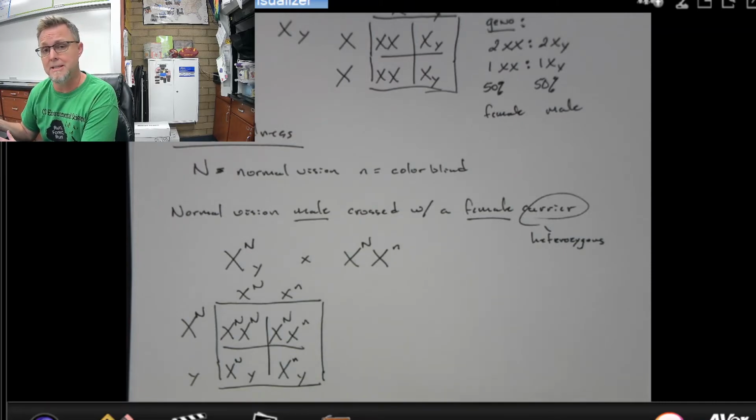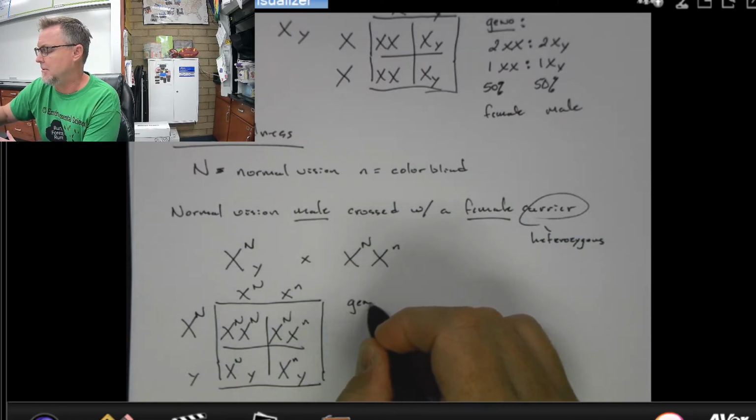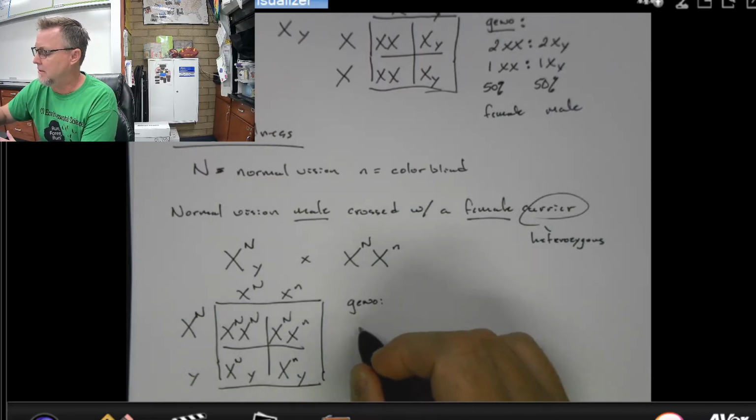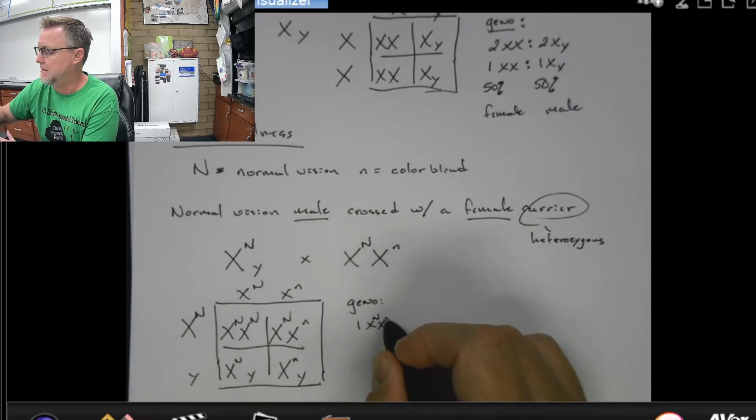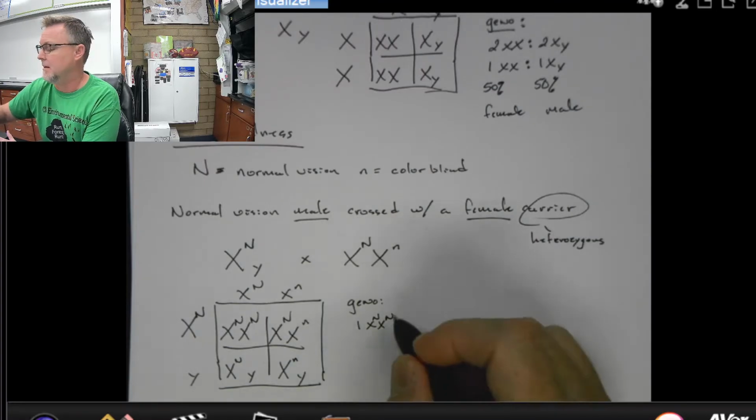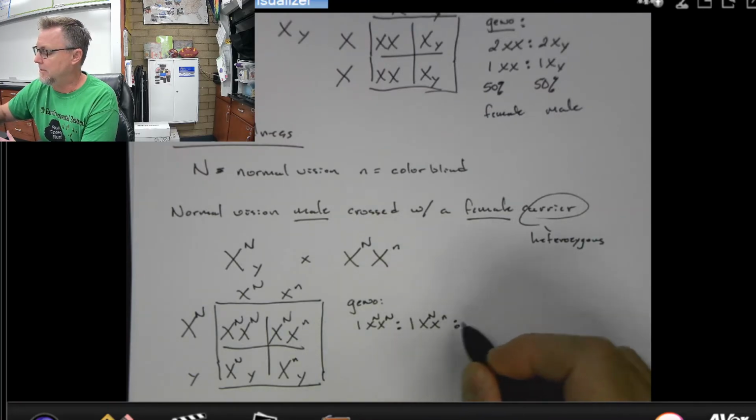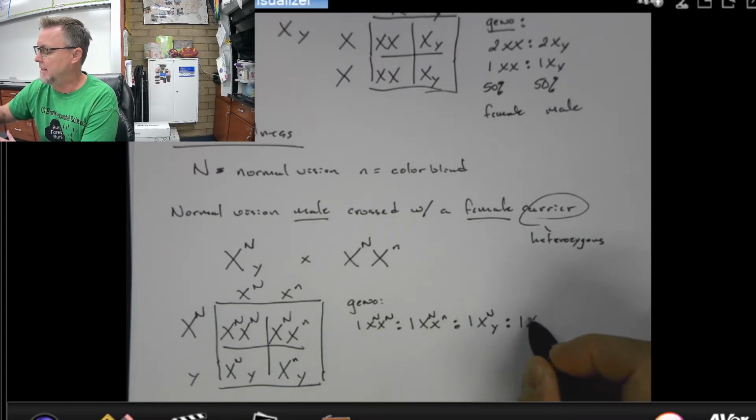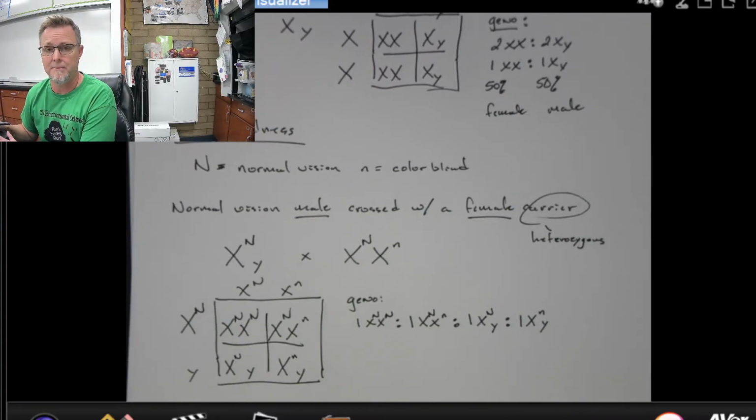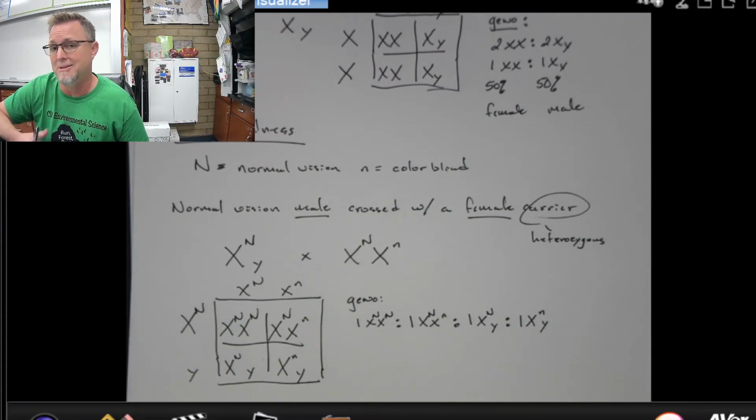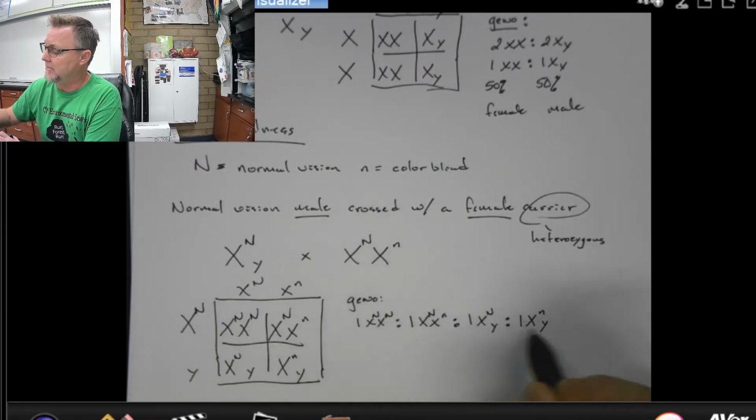All right, so genotype and phenotype now. So for the genotype, we've got one X^N X^N... we've got one X^N X^n, we've got one X^N Y, and we've got one X^n Y. Okay, so that's your genotype. It's a 1 to 1 to 1 to 1 ratio. You've got a 25% chance of any one of those things happening. Okay, so each of these is 25%.